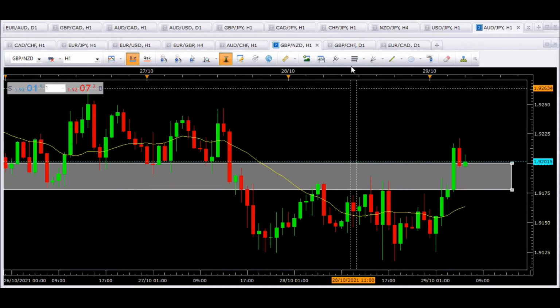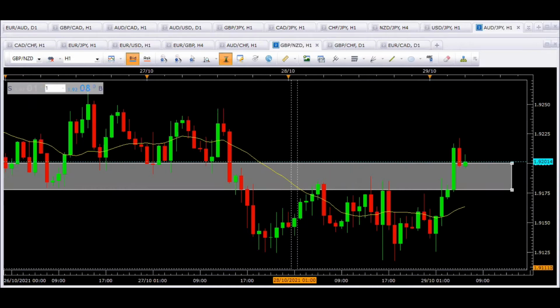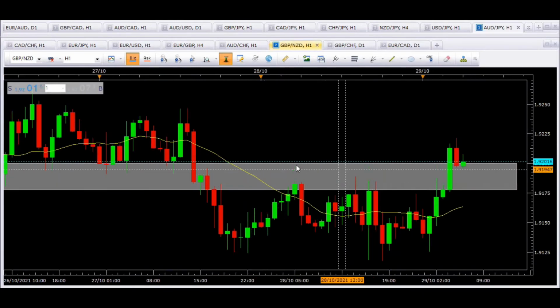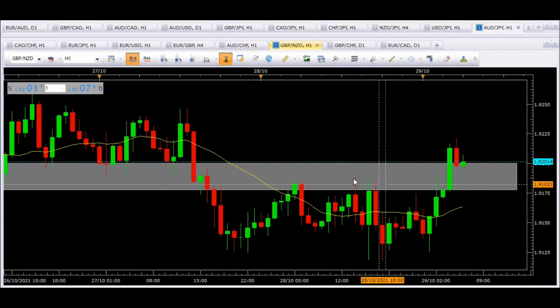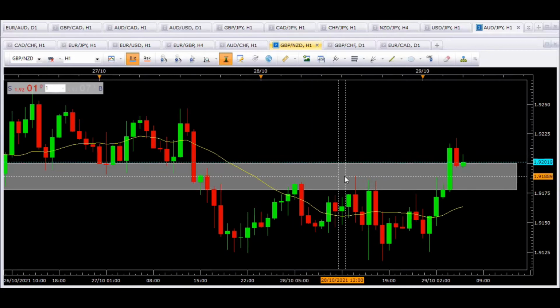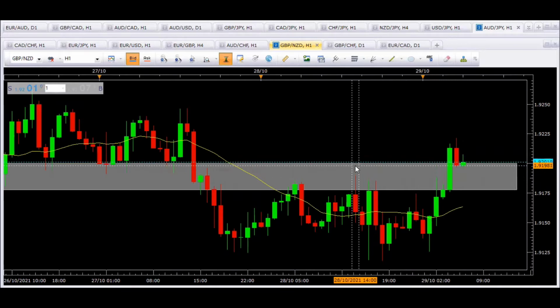So the trade was the sterling New Zealand dollar short. Okay, and you remember we had this grey resistance zone. I didn't get in on this first candle because it was too early for me. I trade the European Open and the American Open. So eventually I got a candlestick pattern on this candle here.